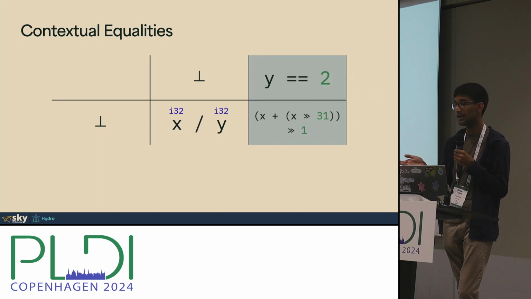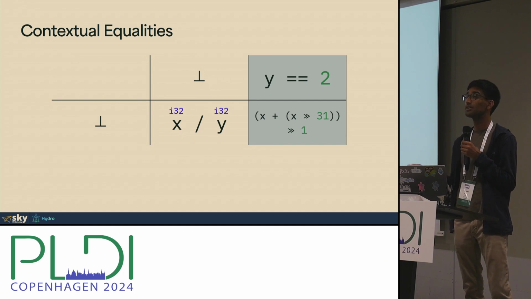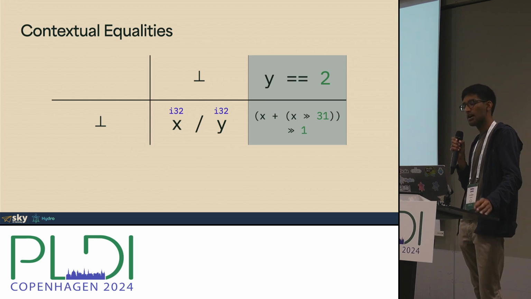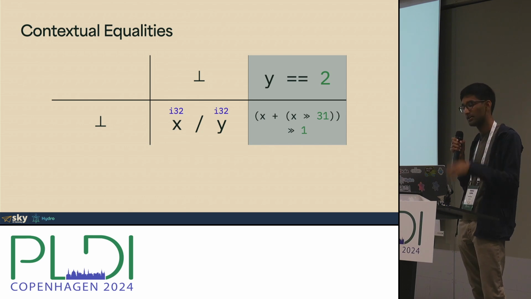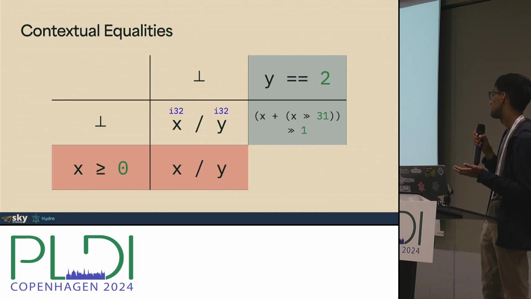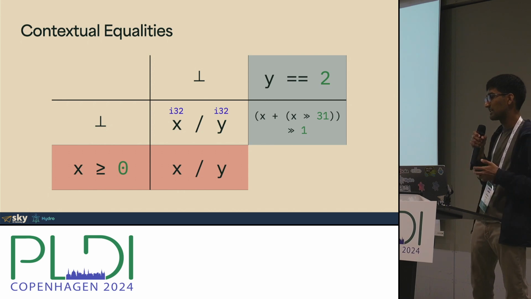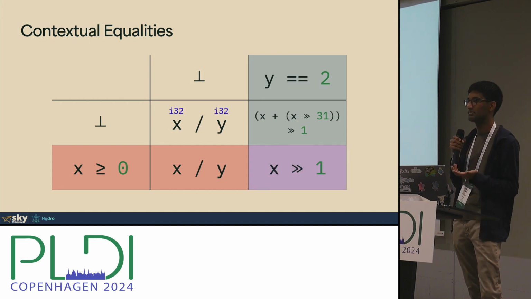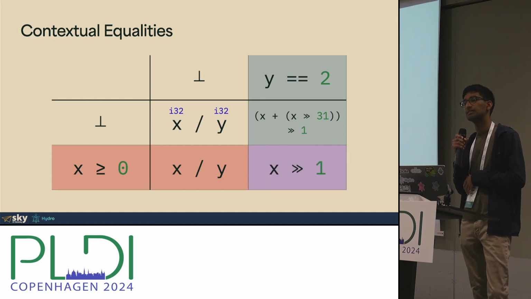But if we know y is equal to 2, then we can do some simplification. So you'll notice this actually isn't just a shift, because if x is a signed integer, we can't just do a shift. We have to handle rounding behavior. Now, if we know that x is positive, then if we only know that, we can just preserve the division. We can't really optimize it. But if we know both of these facts to be true, then I can do the simplified bit shift, right?